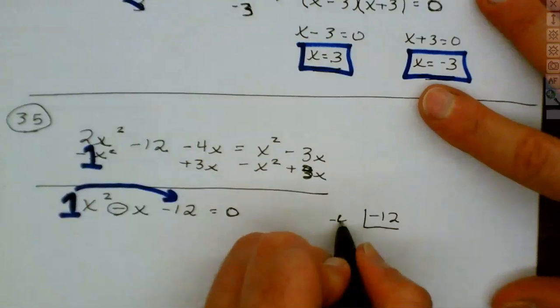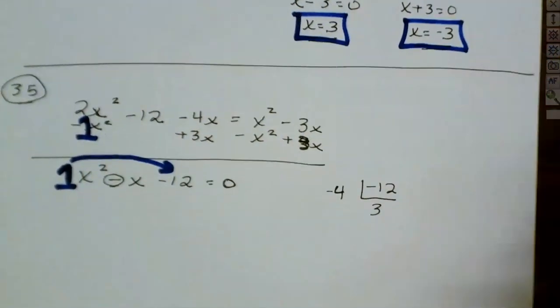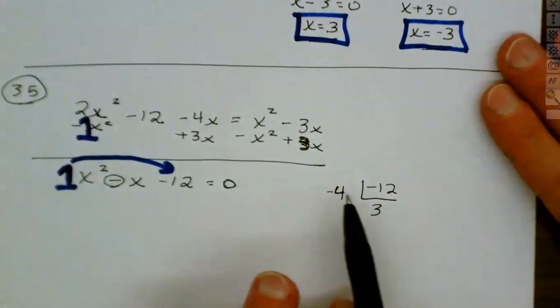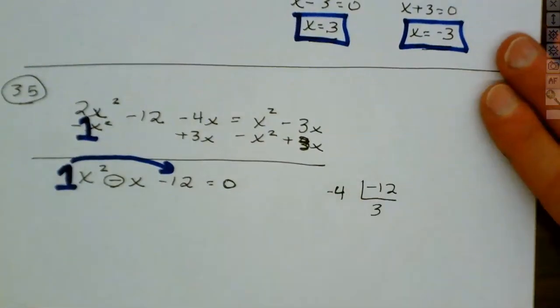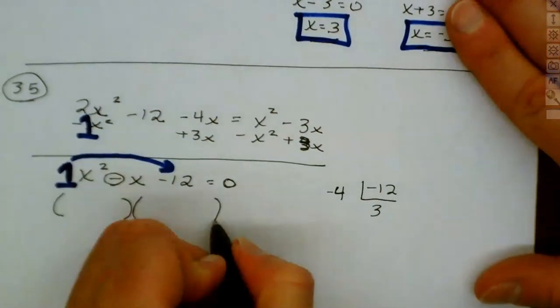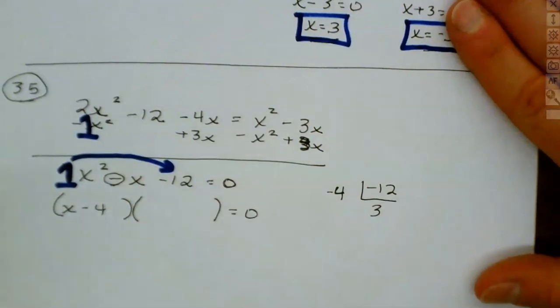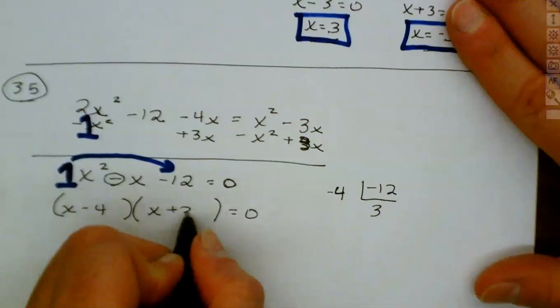So what are we going to use? We're going to use a negative 4 and a positive 3, right? Because those multiply to give you a negative 12, and subtract from each other to give you that negative x in the middle. Because of the 1, we can jump directly to our factors. And that is now x minus 4, x plus 3.